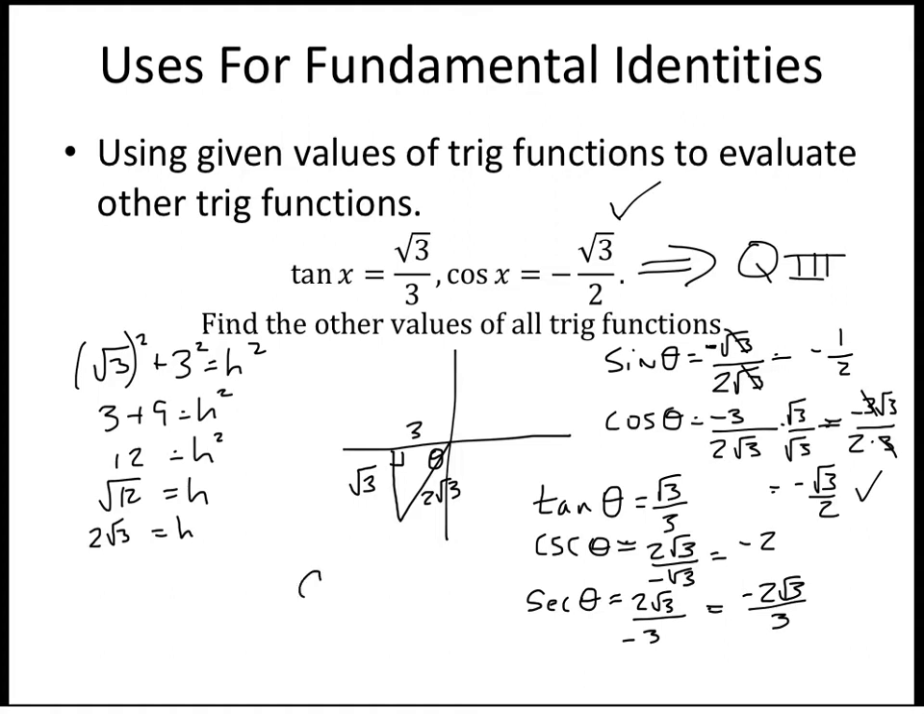And then finally, cotangent of theta is adjacent over opposite, and multiplying that by square root of 3 over square root of 3, we get 3 radical 3 over 3, which is just radical 3. And those were both negative, and so they cancel each other out, and cotangent ends up positive.